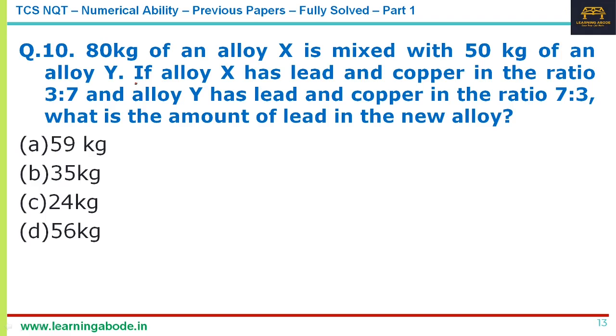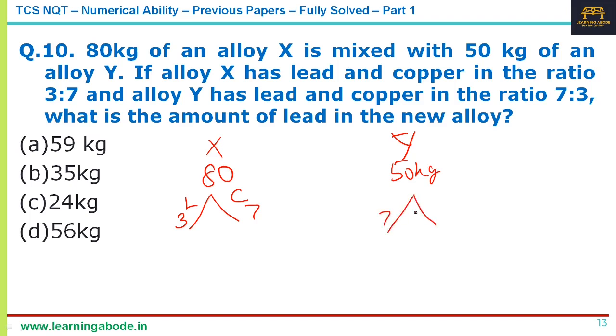The 10th question is another very easy question. 80 kg of an alloy X is mixed with alloy Y. X is 80 kg, and this has lead and copper in the ratio 3 is to 7. In the other one, you have Y, which is 50 kg, and they are in the ratio 7 is to 3, lead and copper. Sometimes they just interchange in the other part, but we'll just keep it as it is.